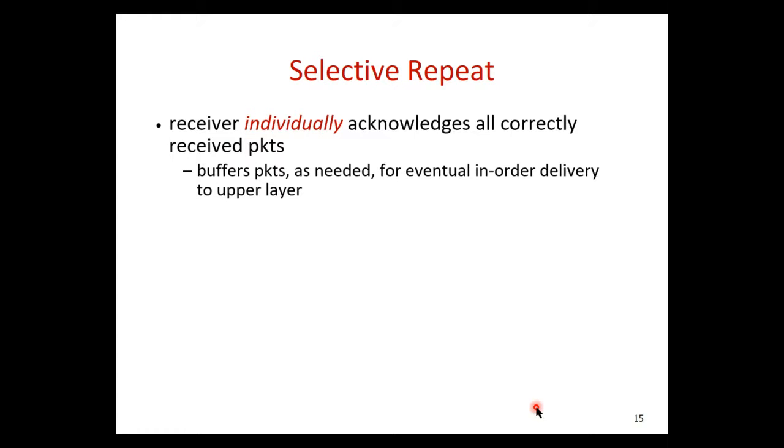In selective repeat, the ACK has a different meaning because it's an individual ACK. So every time the receiver receives correctly a packet, it will ACK that packet, that is, the sequence number of that packet. And the implication of that is that the receiver must buffer the packet if the packet is received out of order, because that packet will not be retransmitted by the sender.